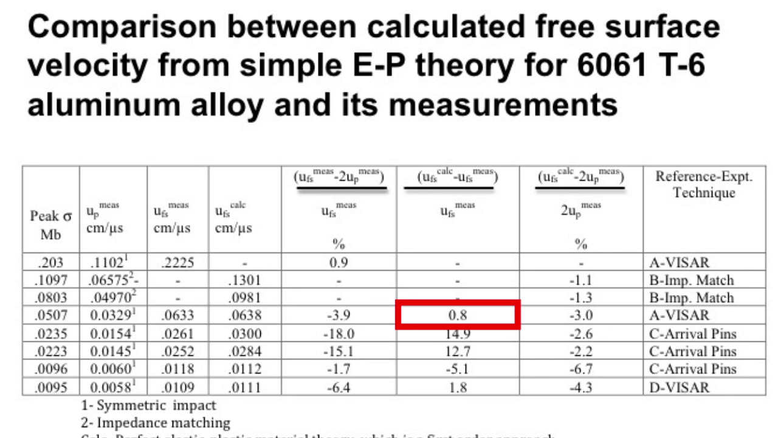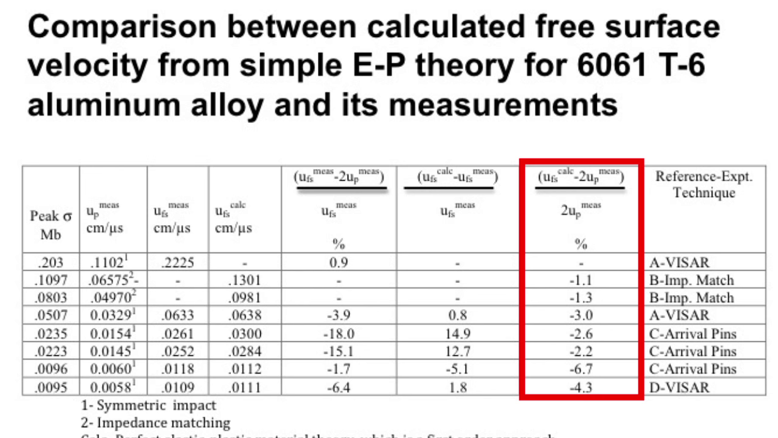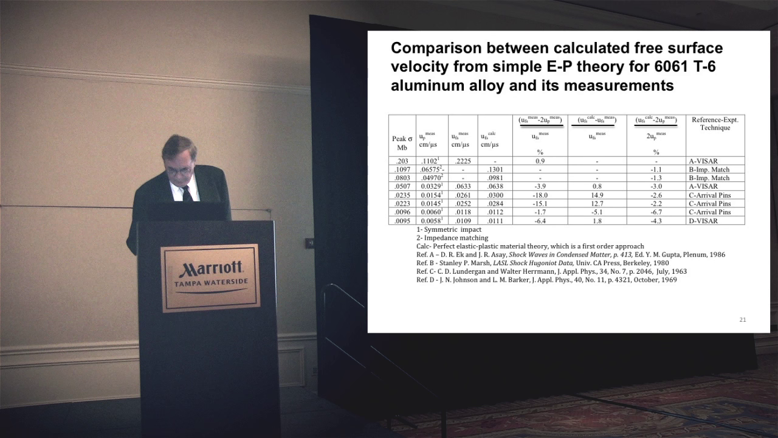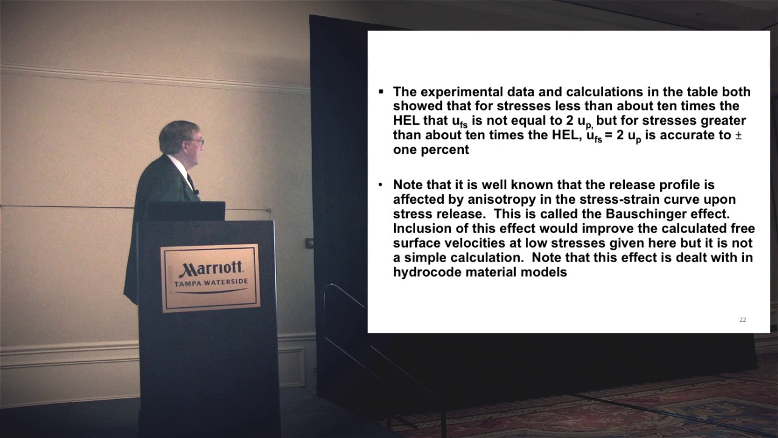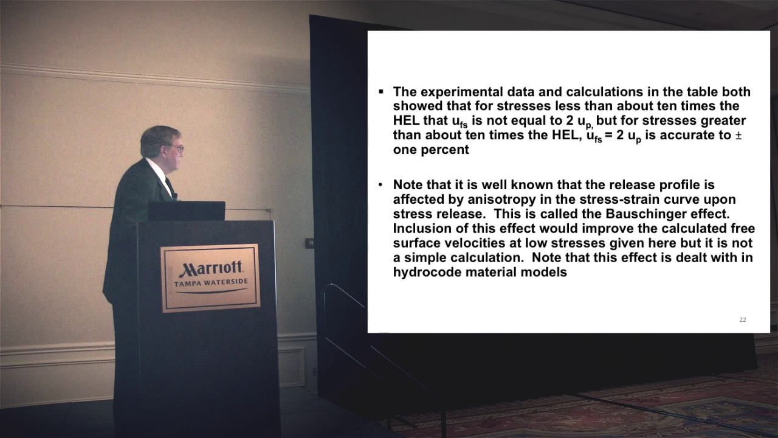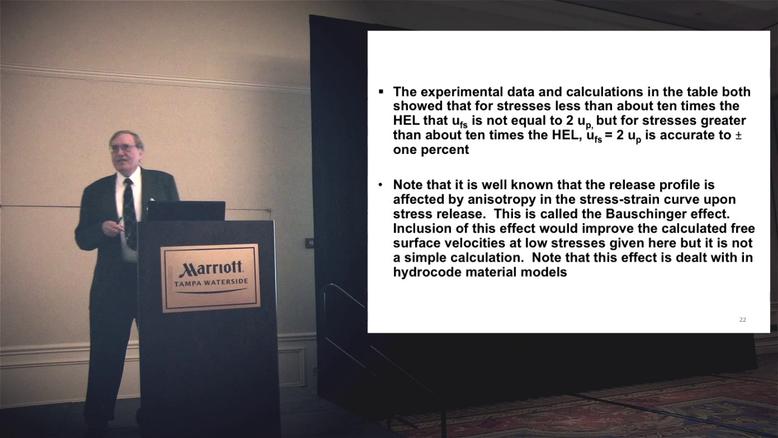And the other one was just showing myself that this was true, that as I went up in pressure, the error is going to be a percent or less. But down in this region where the two waves exist, you cannot use the symmetric argument like a fluid. I'm assuming most of you know that, but just in case you don't, you have to treat it, and it's not easy. So the experimental data and calculations both showed that when the stress is less than about 10 times the HEL, UFS is not equal to 2UP, which you already should know. But the point here is if you're going to do accuracy things, you can't just say it, you've got to show it with numbers, and that's what I'm trying to do here.